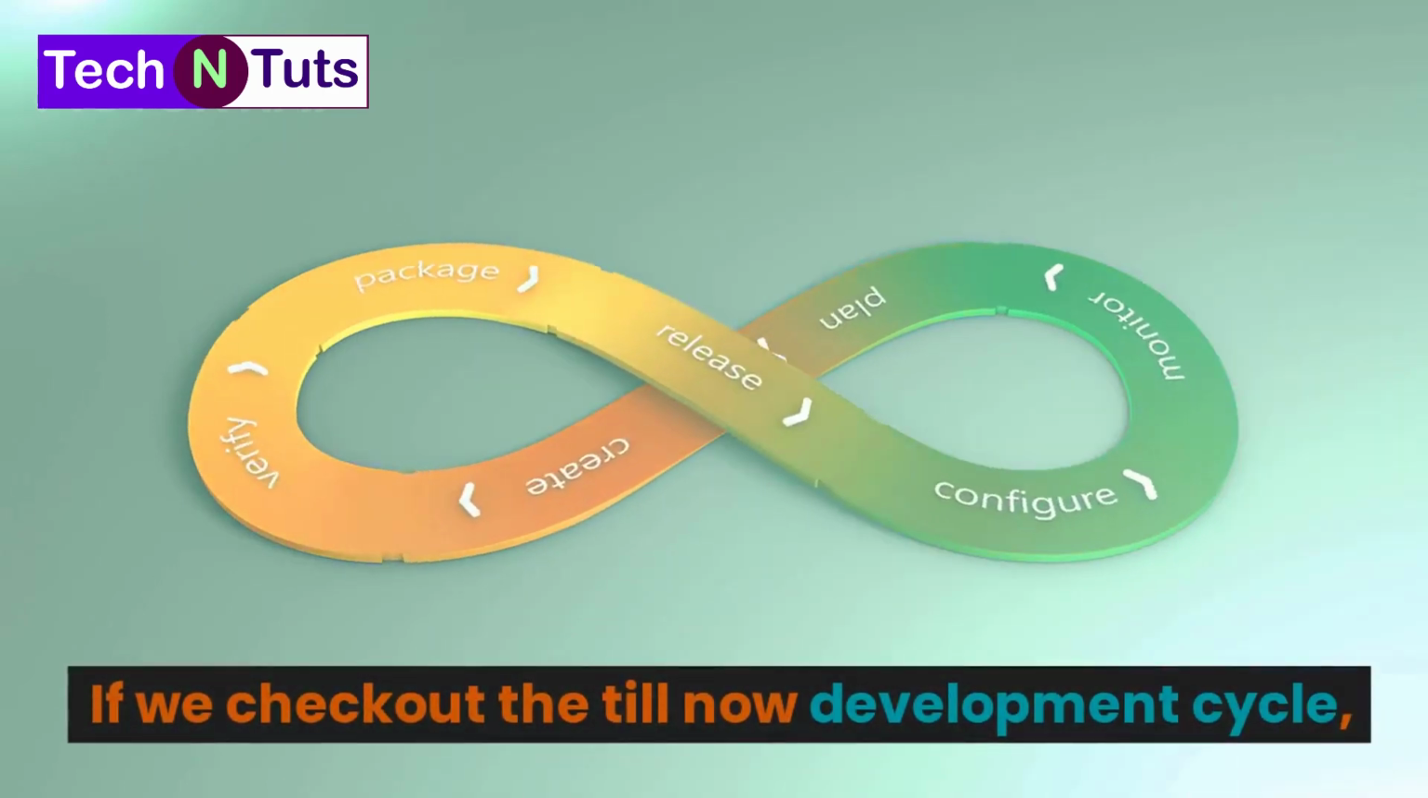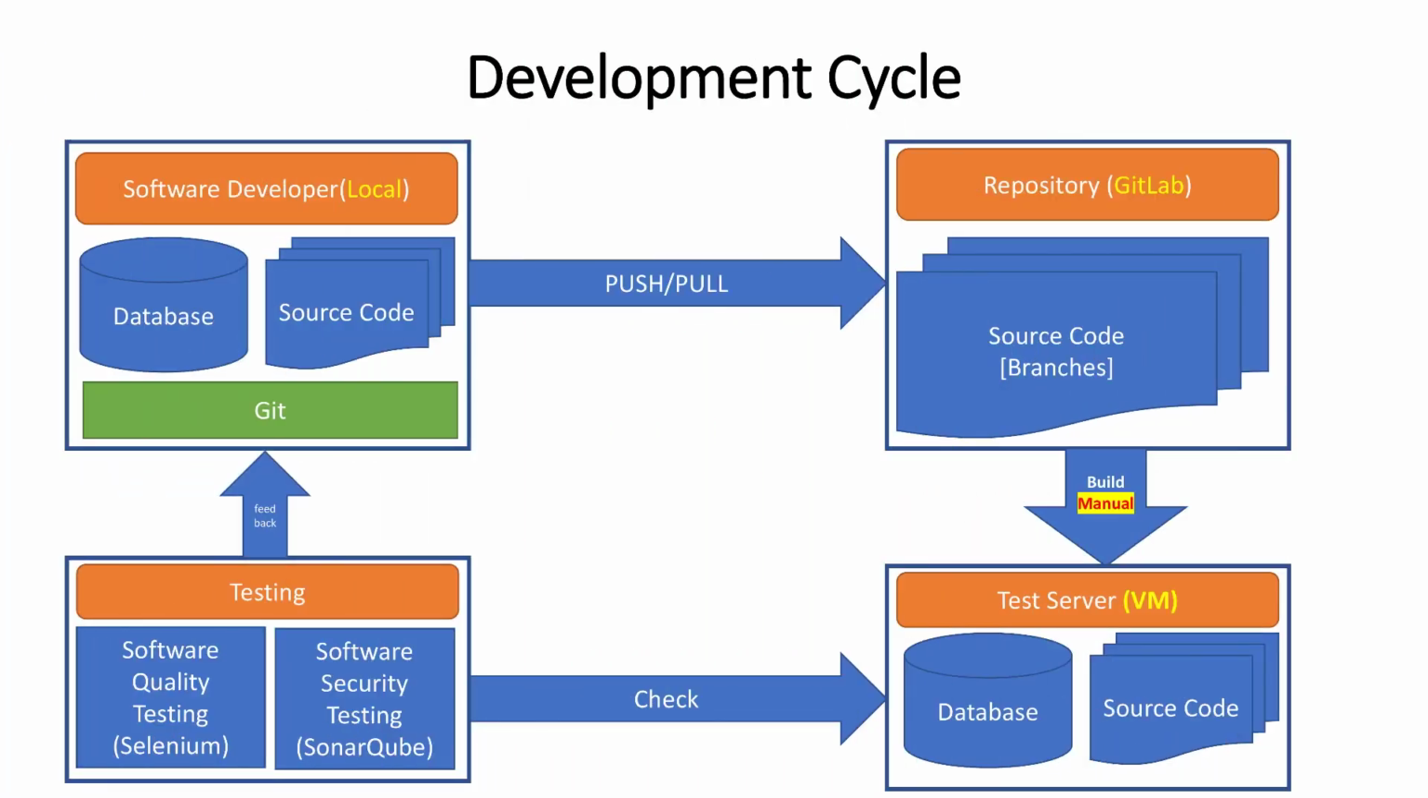If we check the development cycle till now, the developer is working on local source code with database instances, and the source code version control is managed by Git. Local sources are pulled from the central GitLab repository, and after completing the developer work, source code is pushed to GitLab's main repository. When a feature or module work has been done, then a build is performed to the test server. Notice that the build is performed manually here, and we are using a test server as a virtual machine.